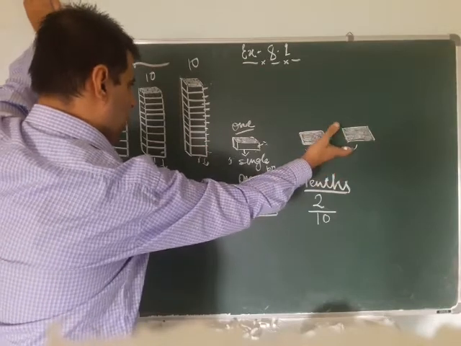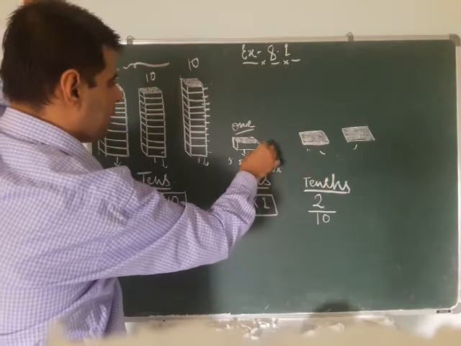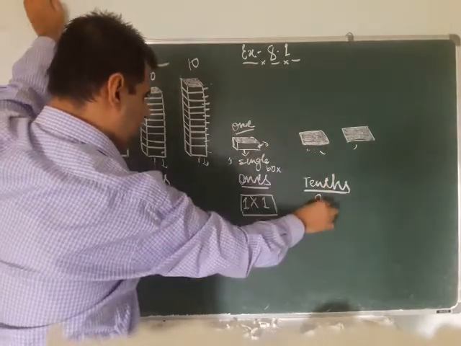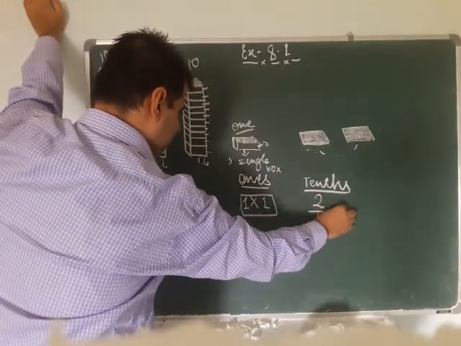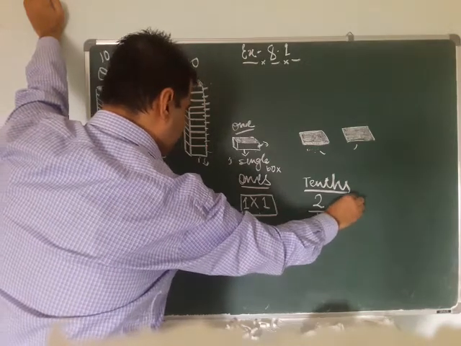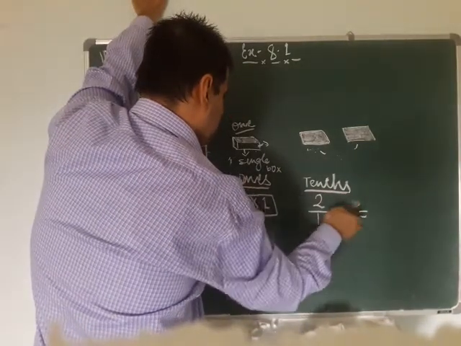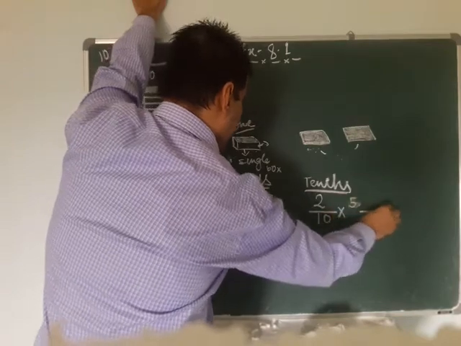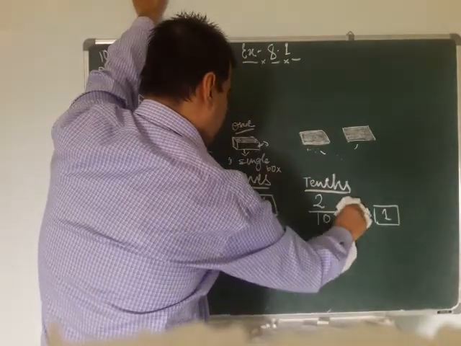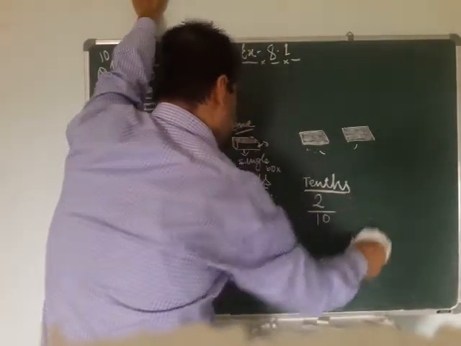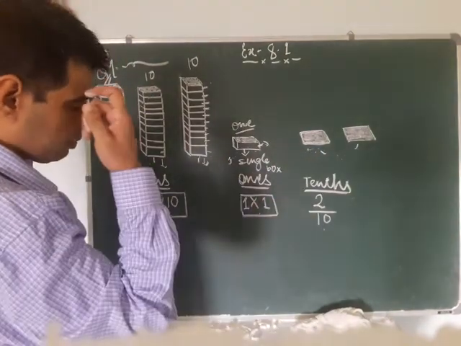So if we place one entity of this kind and we place 10 entity in quick succession, we will get this one single box. So the number of entity of this kind is 2, or we can write it in the form of 2 by 10, because if you multiply it into 10, we will get one complete single box. So we can say that the numeral value of this 2 can be written in the tenth form, that is 2 by 10.